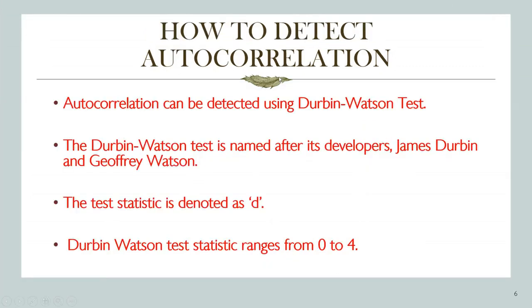How to detect autocorrelation? Autocorrelation can be detected using the Durbin-Watson test. The Durbin-Watson test is named after two developers, James Durbin and Jeffrey Watson. The Durbin-Watson test statistic is denoted by small d, and it ranges from 0 to 4.